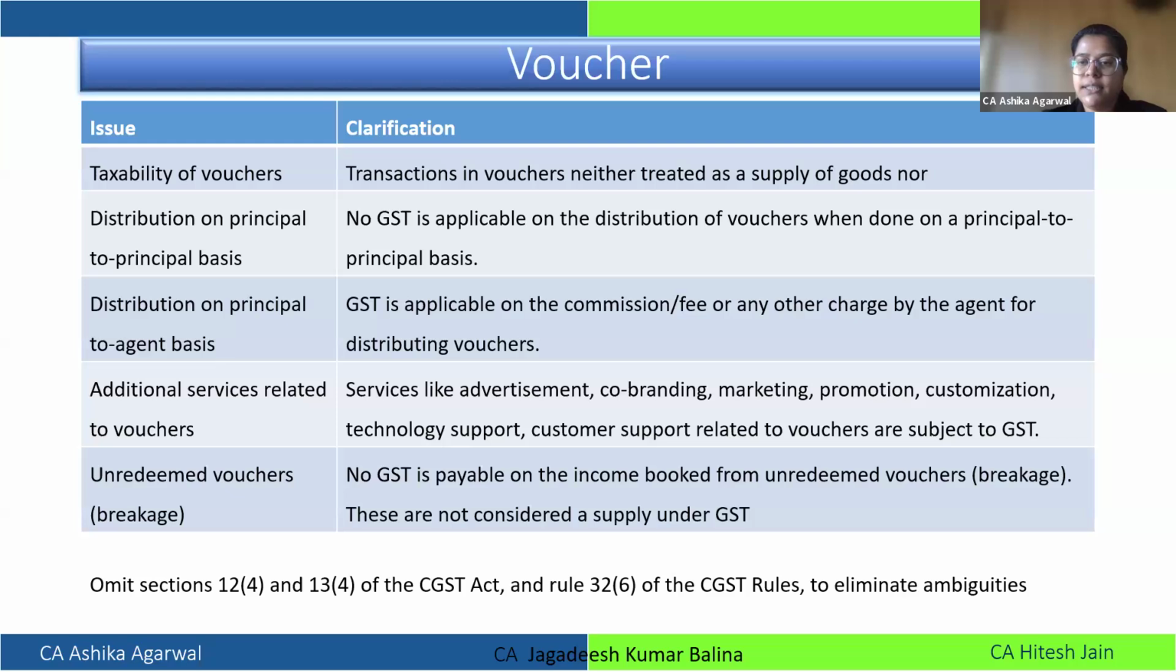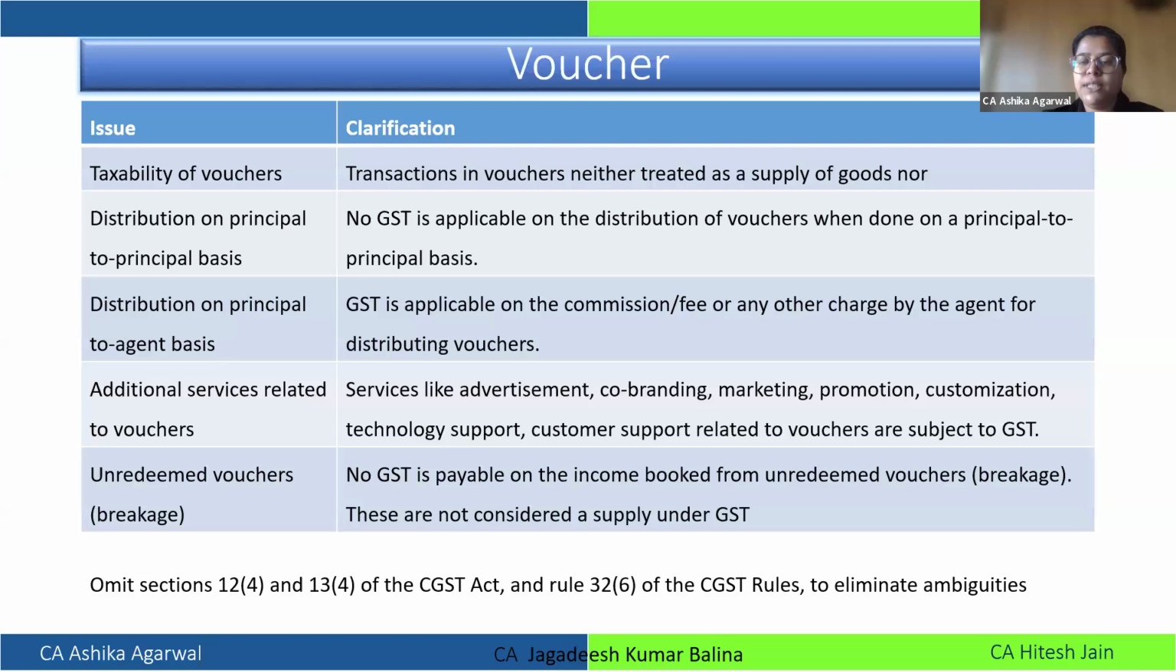After that, they have discussed various scenarios. One scenario was on a principal to principal basis, where a person is selling a voucher to another person. Even though there is trading of vouchers and there is a margin of profit, they are still saying no GST is applicable on the same. Again, the same thought process they are applying as for the taxability of vouchers.